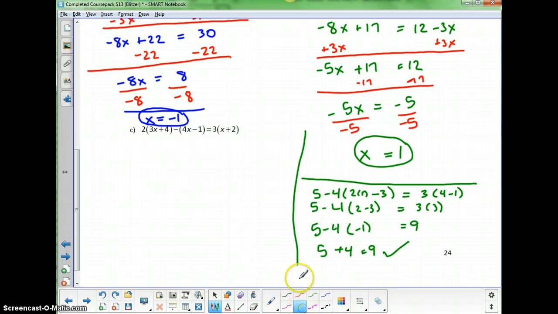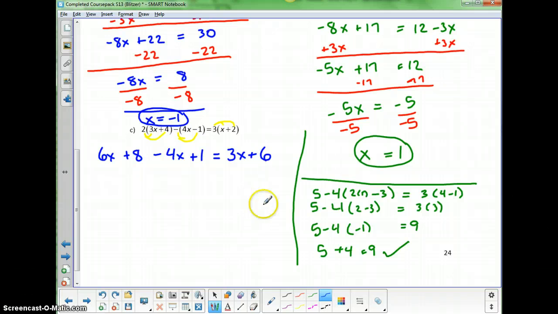Alright, in this problem we need to distribute. So we're going to distribute 2 into that parenthesis, a negative into this parenthesis, and a 3 into this parenthesis. So we'll get 2 times 3x is 6x, plus 2 times 4 is 8, minus 4x, negative and negative will make that 1 positive, equals 3x plus 3 times 2 is 6. All of the distributes are done, so we'll combine like terms.